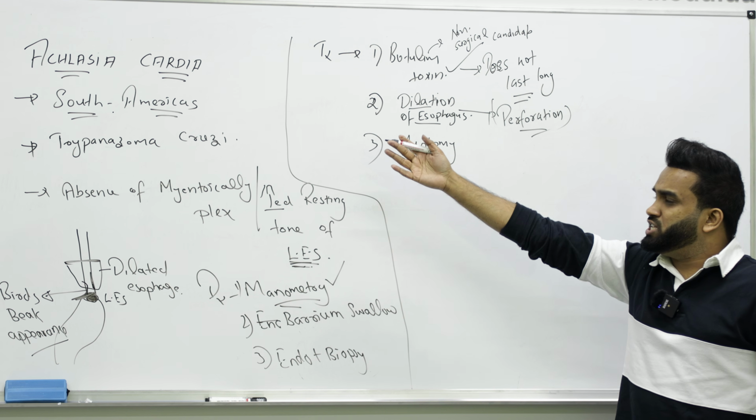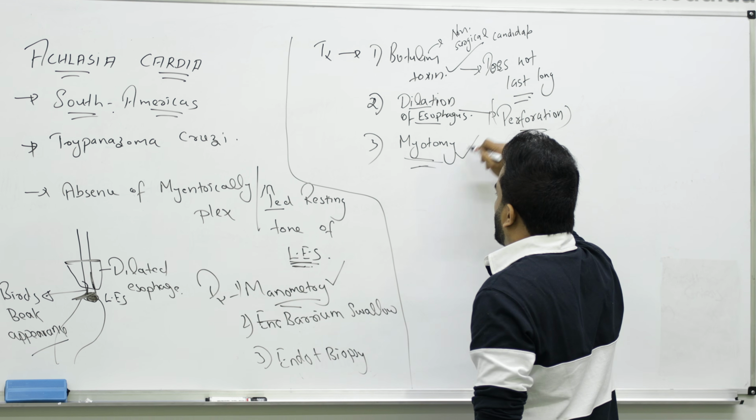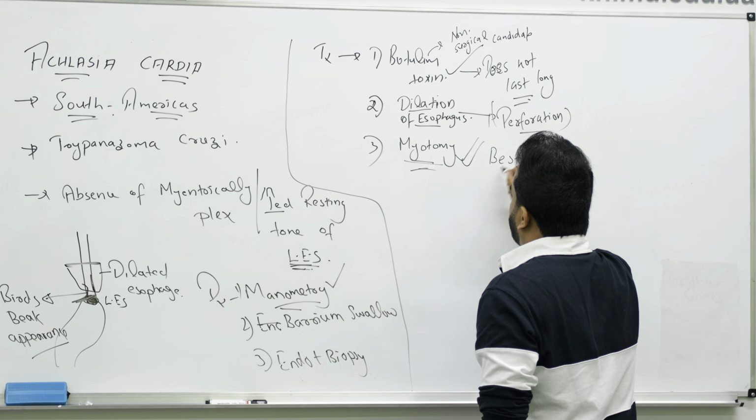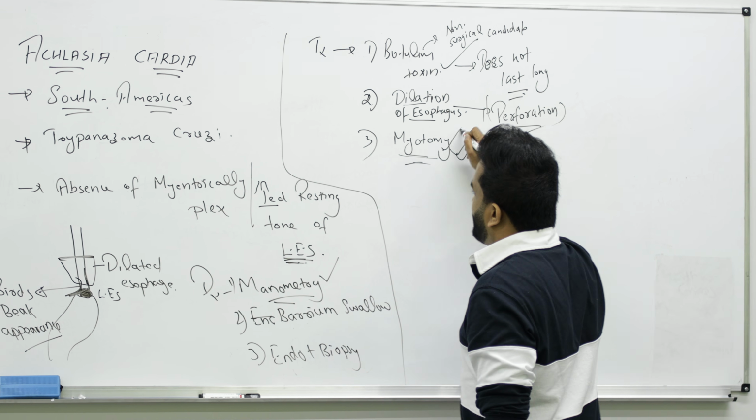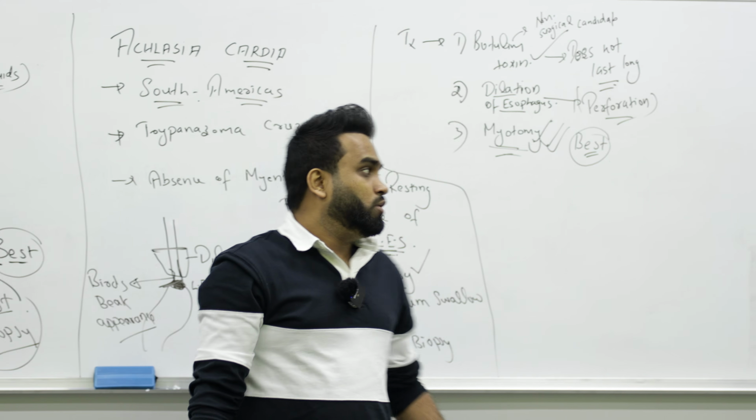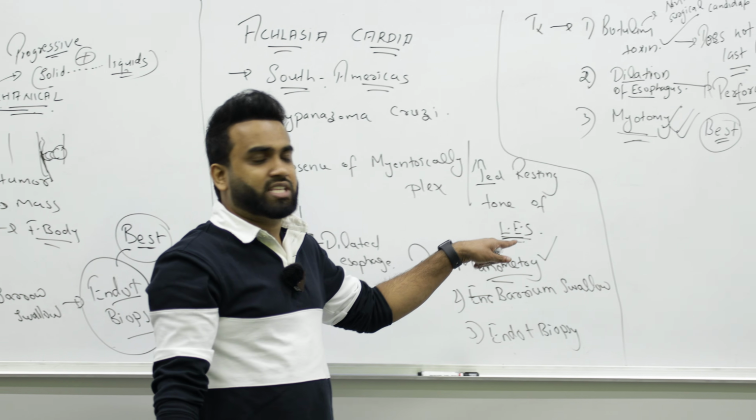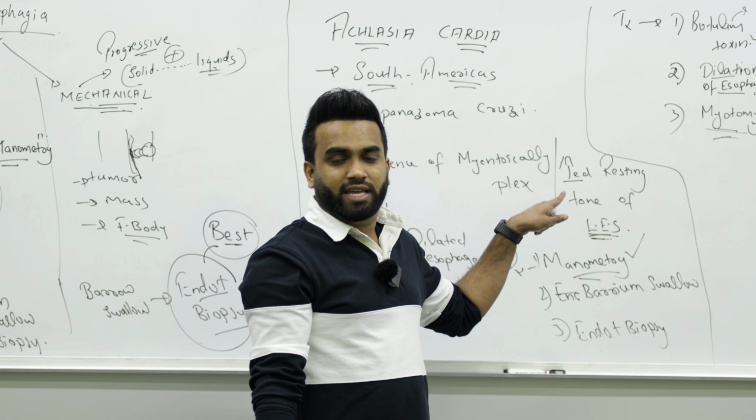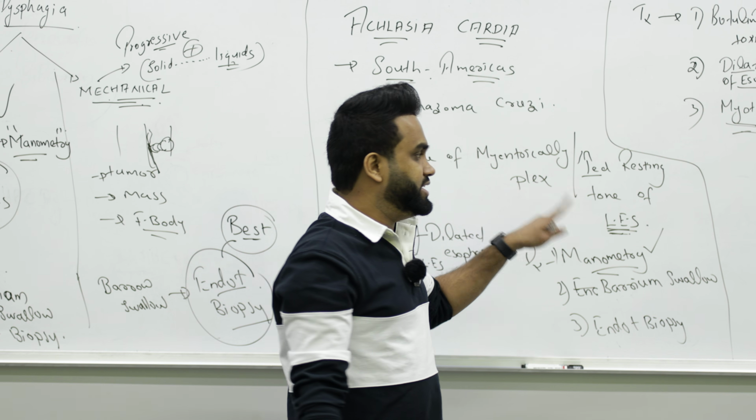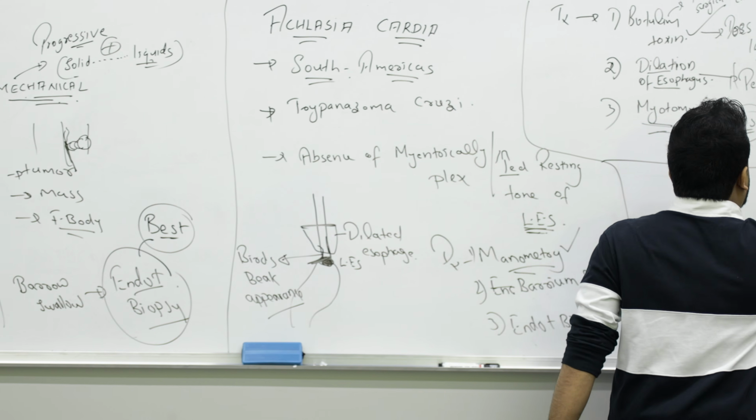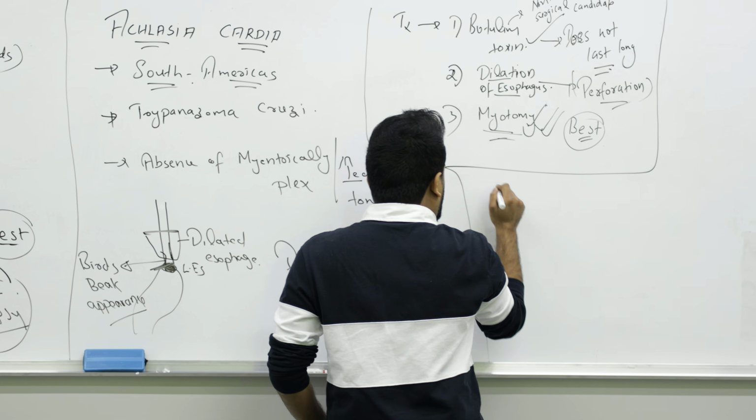So the best always for achalasia cardia will be what? Myotomy. If the patient is ready for surgery, sure you can go for myotomy. But always do follow up of the patient. The patient is at high risk of having what? GERD, gastroesophageal reflux disease.